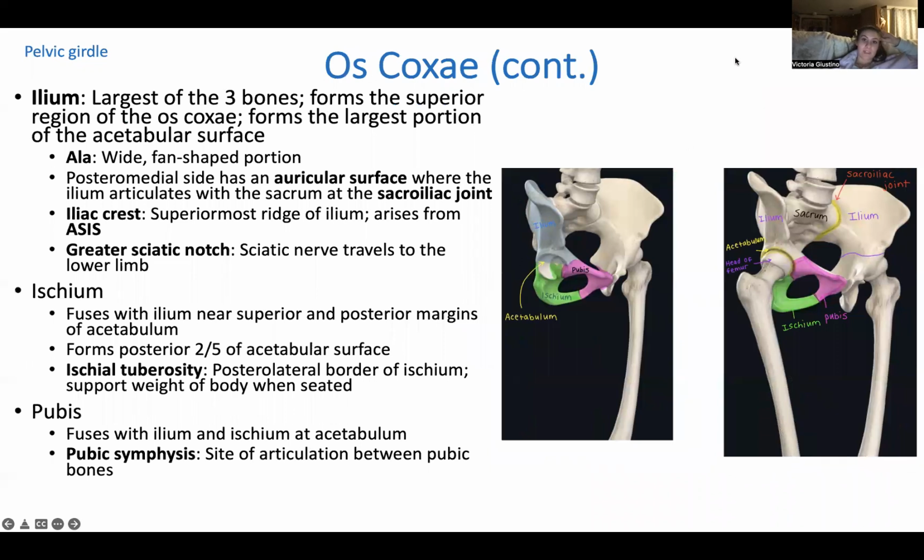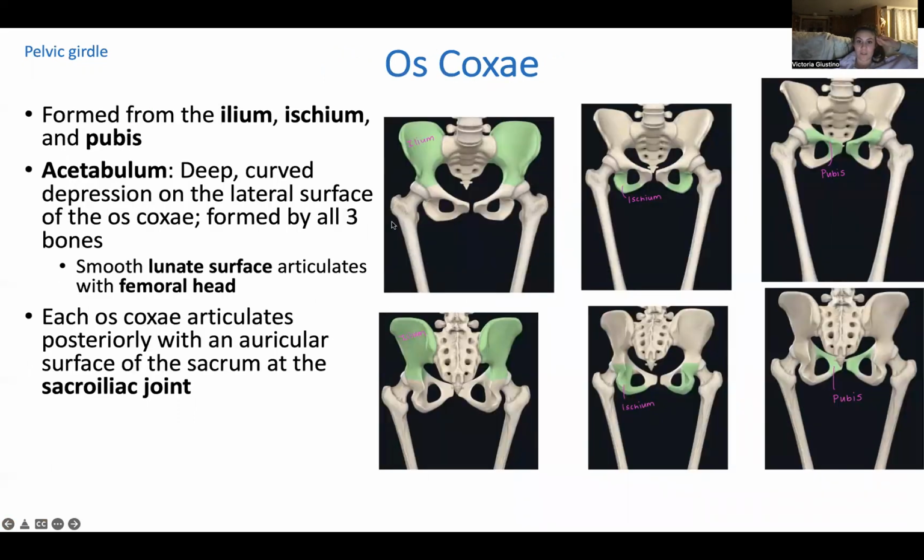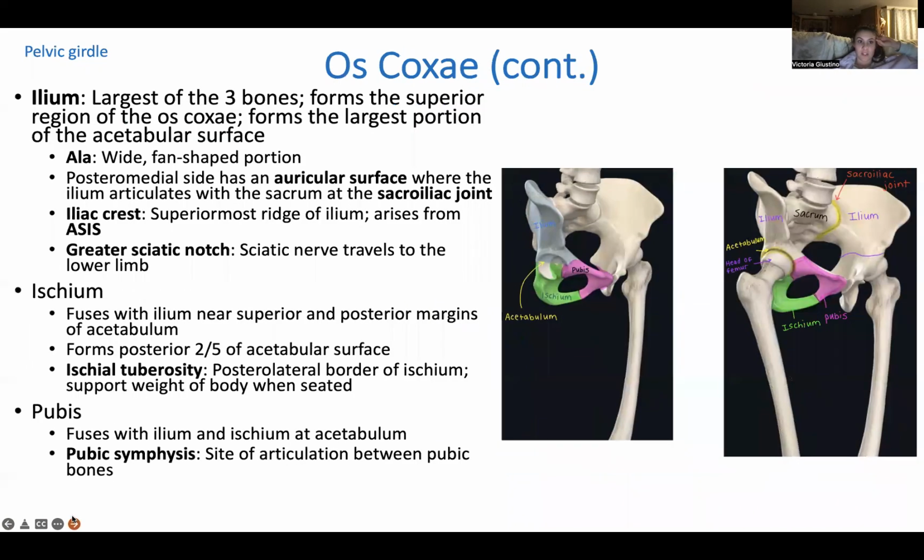Okay, so now moving on to the os coxae. So I've tried to make it very clear which portions are which on the os coxae. So here's the ilium. As you can see, it's the largest of the 3 bones. And so your ilium is going to be forming most of the superior os coxae. And it's also going to be forming the largest portion of the acetabulum here. Remember, that's where the head of the femur articulates.